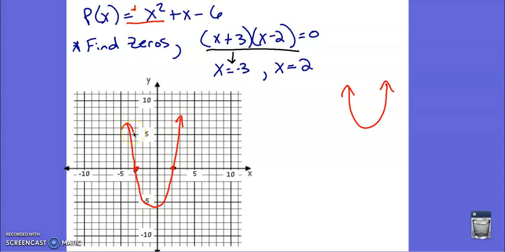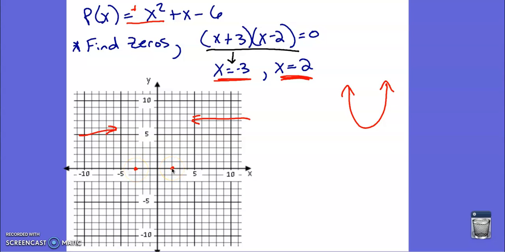Now we can find the vertex and graph it more accurately. But I want you to just look at the graph and, in general, notice the end behaviors. The end behaviors are both going up. We know this because of the zeros we found, the x-intercepts, and because the parabola is positive, so it's going up. We know negative 3 is there, and we know x is 2.